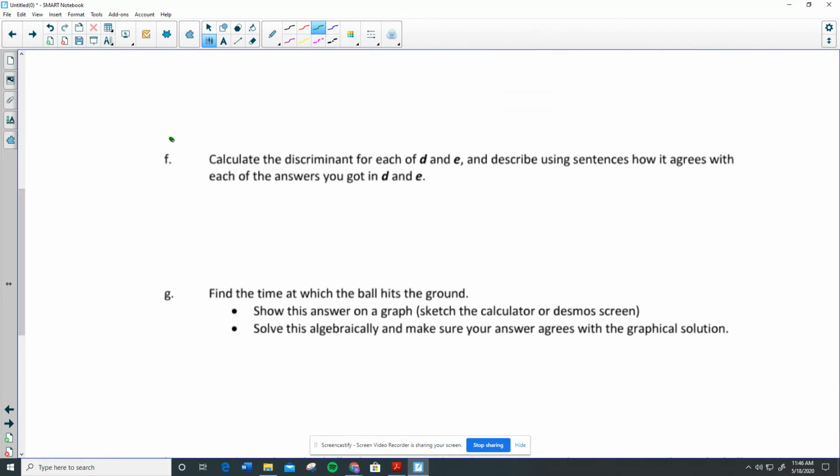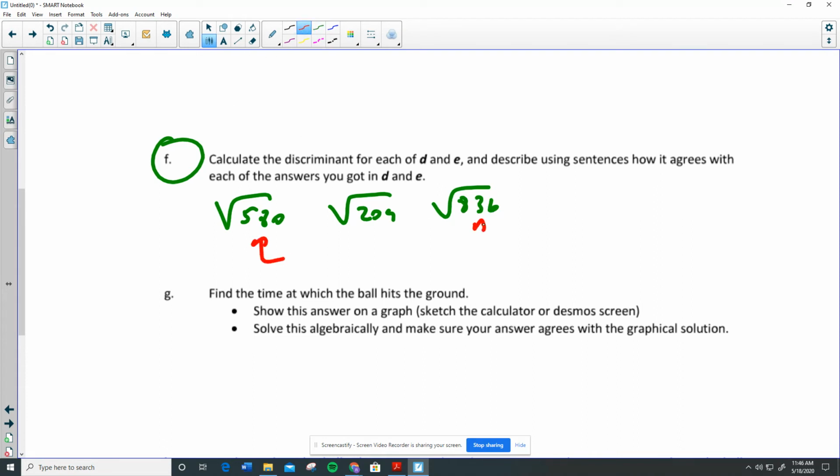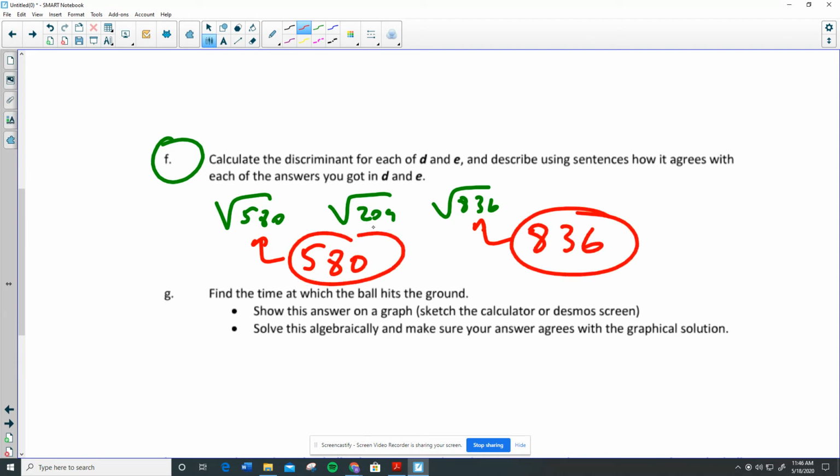Next thing, discriminant. A lot of people told me that the discriminant was like radical 580 or radical 209 or radical 836. The discriminant here is the number before you take the square root. So the discriminant here was 580 and it was 836. If you had a radical in your answer for the discriminant, that is wrong. Make sure that you know what the discriminant is. It's just b squared minus 4ac. There is no radical that's part of the discriminant.